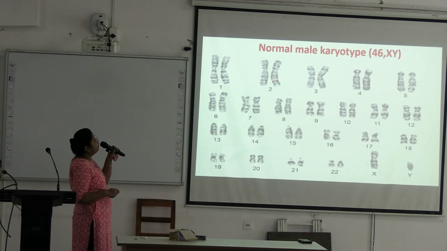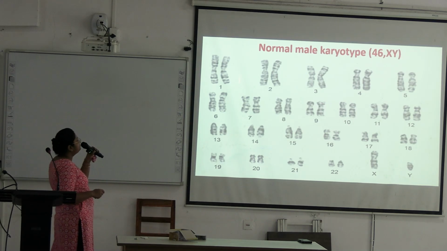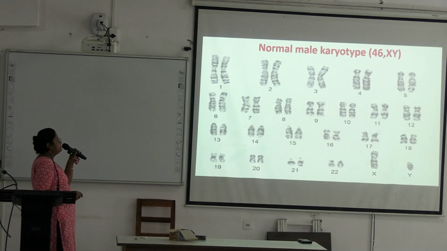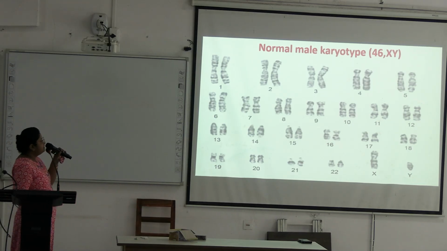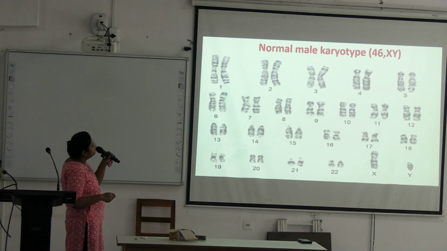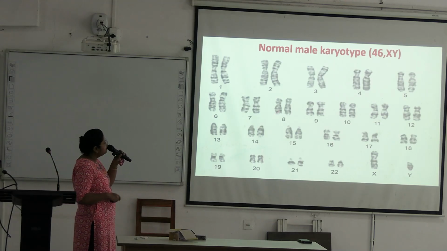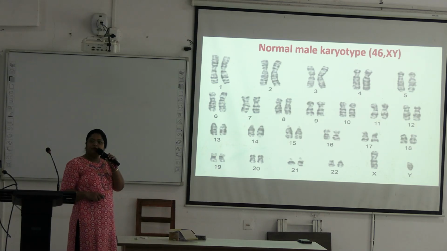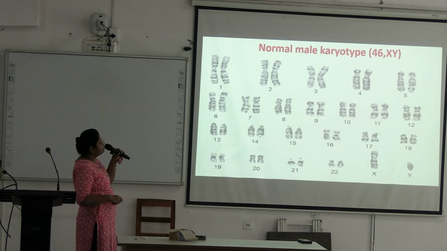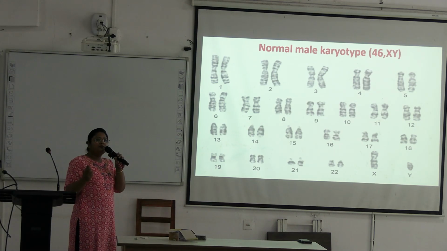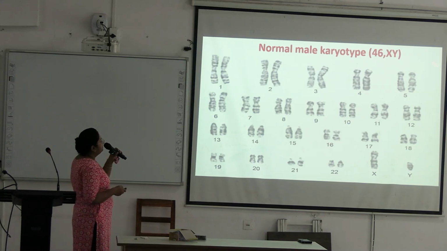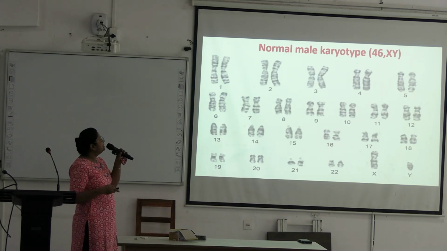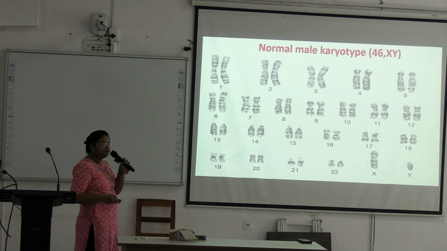See, this is a normal male karyotype, 46XY. These are the different numbers of chromosomes: 1, 2, 3, 4, 5, 6, 7, 8, 9, 10. They look like this. And this is the normal male karyotype. So it will have one X chromosome, one Y chromosome, and the rest of the chromosomes are autosomes. They are lying in pairs. So 46XY, this is the karyotype for a normal male.